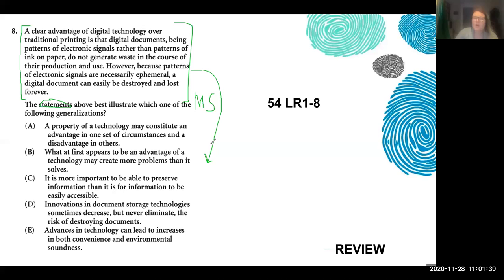Hold on, what is the problem of digital technology? It can be lost forever and easily destroyed. Nope, you're right. Okay, what is the problem of traditional printing? It creates waste and can hurt the environment. Is being lost forever or being wasteful a bigger issue? I'm not sure. So it then depends on the situation. Yes, exactly. We're not sure. So how can B be the correct answer?